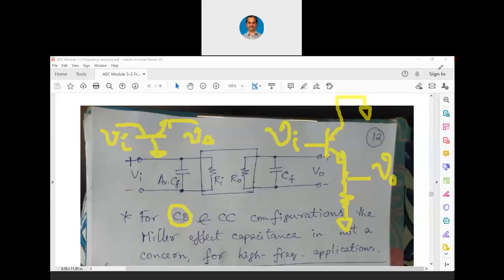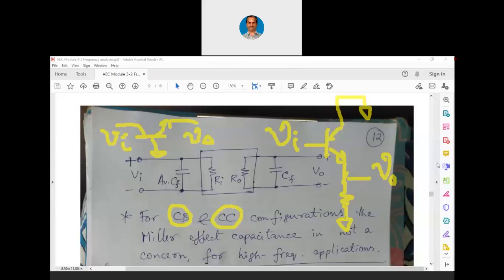Now for this reason, both in common base and common collector configurations, the Miller effect capacitance is not a concern, especially for high frequency applications, because those stray capacitances are also negligible. Whereas in common emitter, we cannot ignore it because the base to collector junction is reverse biased there. That is the reason. Now can anybody tell me what happens effectively with the JFET?